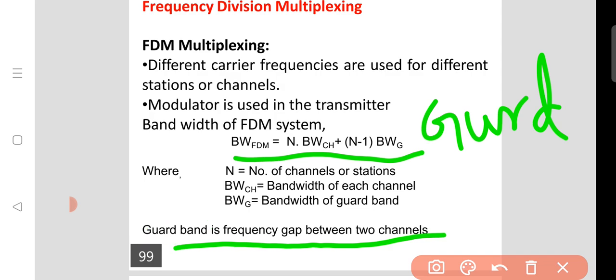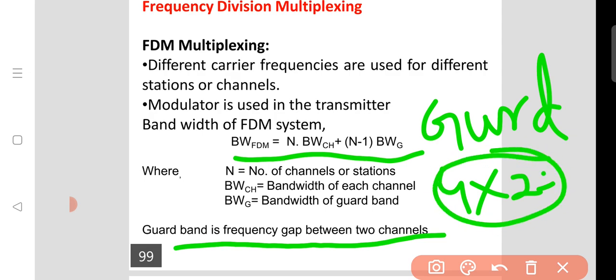Here n means the number of channels. For example, if 4 channels are there, it is 4 into the bandwidth of the channel, plus n minus 1, that is 3, into the guard band. In a similar manner we calculate the total bandwidth of the FDM signals.